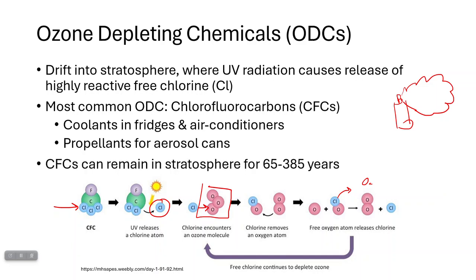And one of the reasons why CFCs are so dangerous is because it takes a while for them to leave the stratosphere. So they can stay up there for 65 to 385 years. That's also why, even though we've been taking steps to reduce the thinning of the ozone for decades, the problem hasn't been fixed, because there are CFCs up there that have been up there for decades and will be up there for decades to come. And each individual chlorine molecule can break down like 10,000 ozone molecules before it ends up no longer being a problem, like reacting with something permanently.